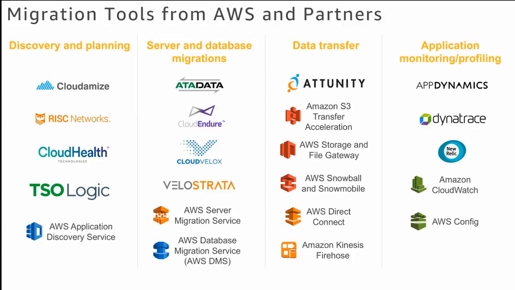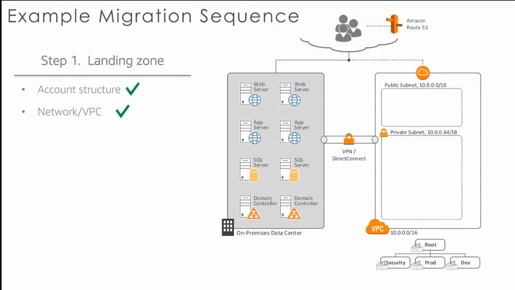Then application monitoring. We have our own CloudWatch and AWS Config. However, there are a number of our partners like AppDynamics, Dynatrace, and New Relic that also provide this. Some of them are good for certain workloads, some of them are good for .NET, some of them are good for Java, some of them are good for all of this. And for the most part, these three partners have been particularly excellent for application monitoring on our side.